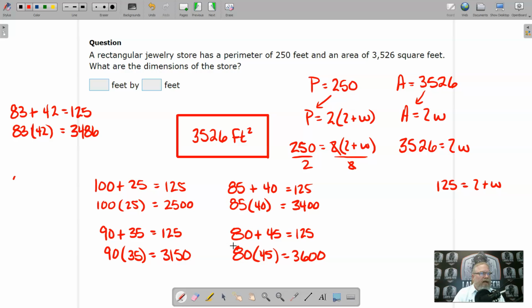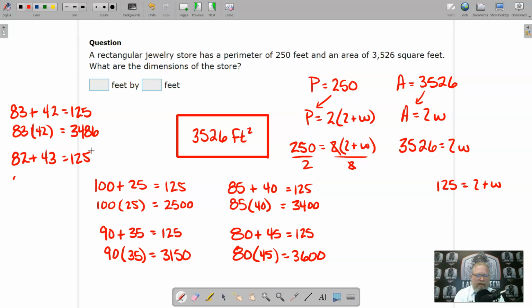This here's 80. I'm at 83. 85 would have kept me too low. So it looks like I need to go toward the 80 maybe to get a little bigger. So let's try 82, right? Let's try 82 plus, what is that, 43? Yep, that would be 125.